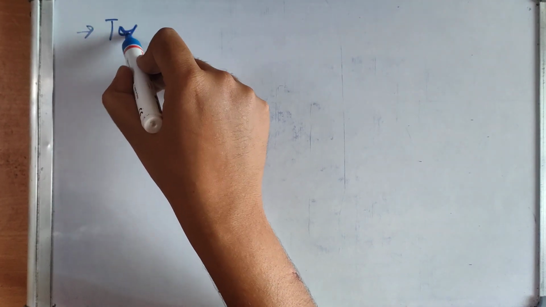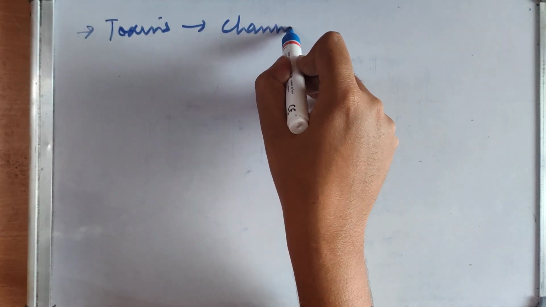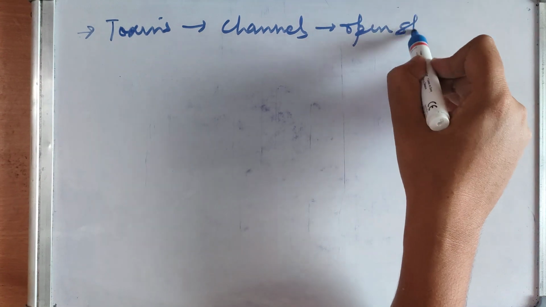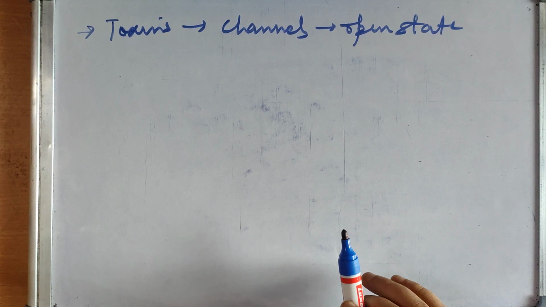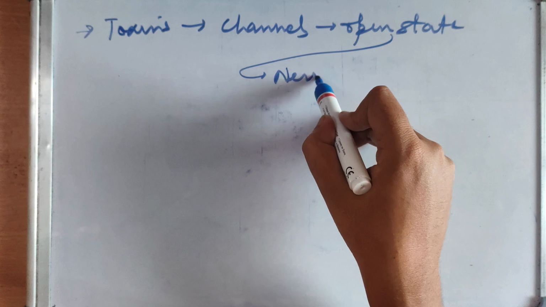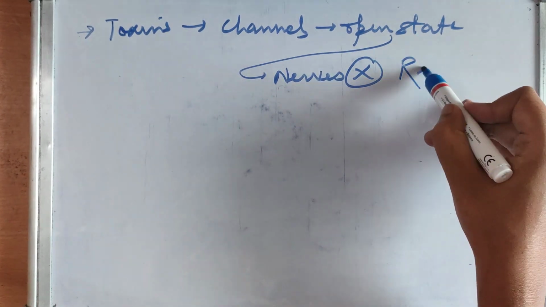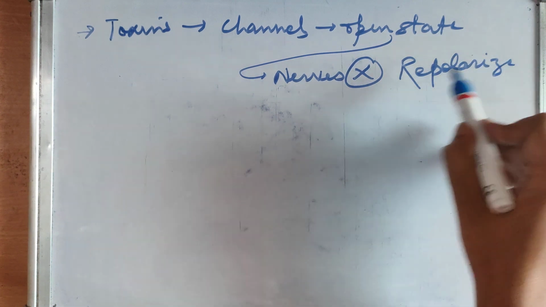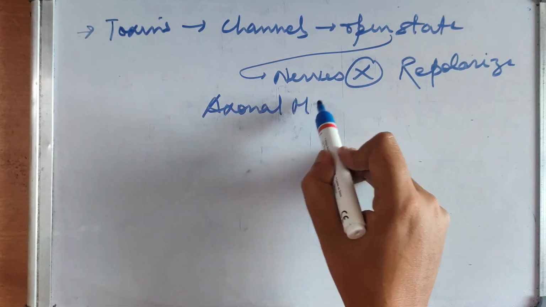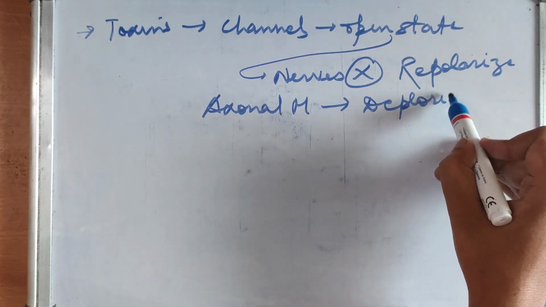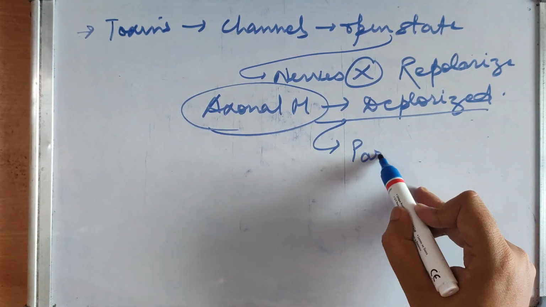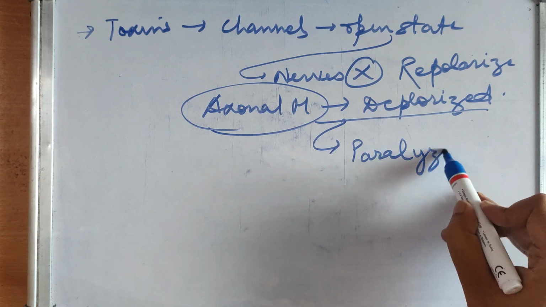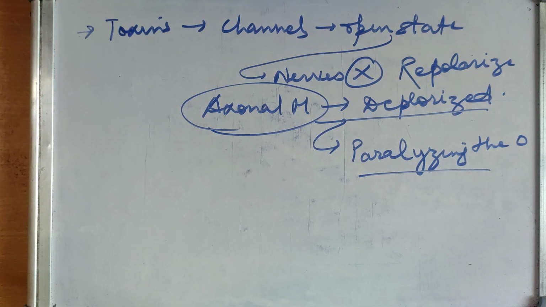When the toxin keeps the channels in their open state, so what happens? These toxins keep these sodium channels in open state. The nerves are not able to repolarize, keeping the axonal membrane depolarized, and when the axonal membrane is depolarized, it paralyzes the organism. This is how this toxin acts.